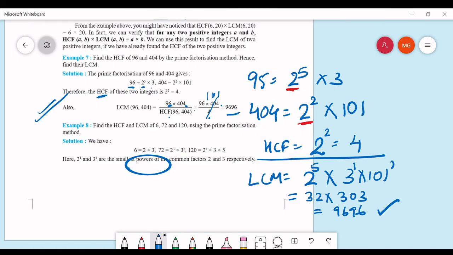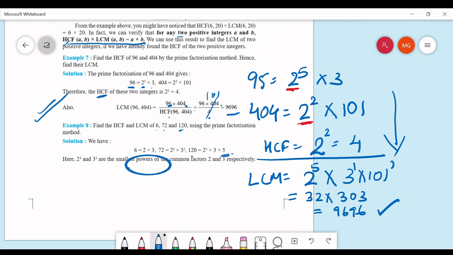Example number 8, find the HCF and LCM of 6, 72 and 120, right? Using the prime factorization method. See, whatever formula I have taught you till now is possible only for two numbers, right? You cannot apply this here for three numbers. We have another kind of formula for these three numbers. So for this, you will be finding the LCM and HCF separately from this method, right?